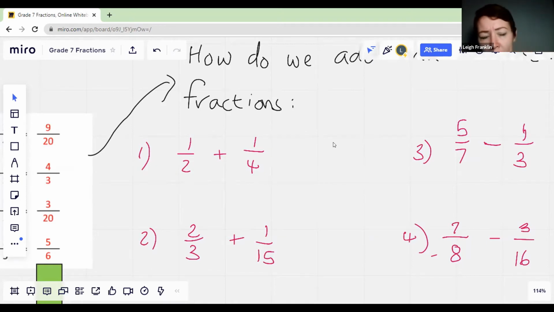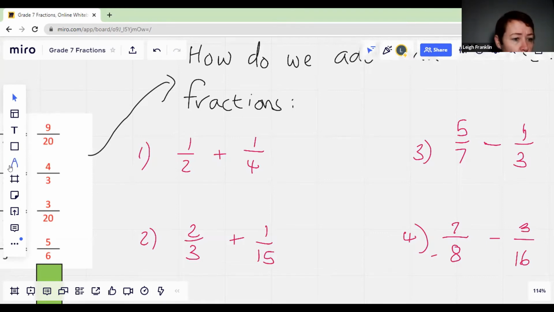Remember, our denominator tells us how many pieces our whole has been cut into. That's why when we add them together, we've got to have the same denominator. Our whole needs to be cut into the same number of pieces because we can't add together fractions if the denominators are different. Sometimes it's super easy, like in the first one, because 2 goes into 4. 4 would be our lowest common denominator because 4 is in the 2 times table and 4 is in its own times table. So 4 times 1 would give us 4 and 2 times 2 would give us 4.